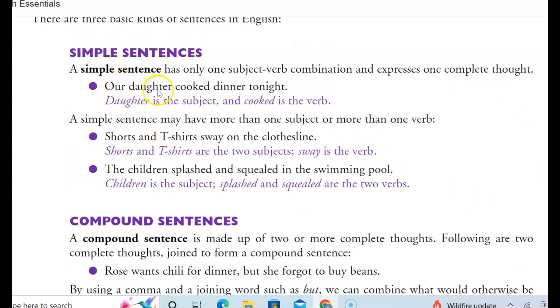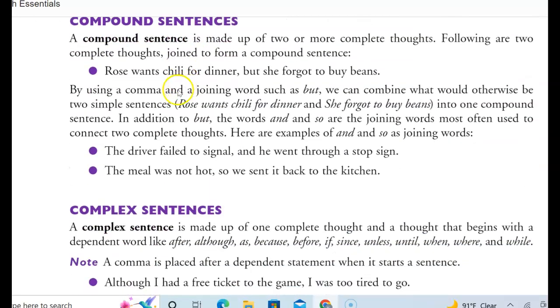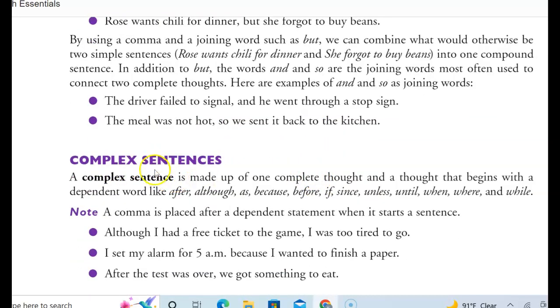So now take a look. This simple sentence is an independent clause. It can stand alone. Compound sentences are independent clause, independent clause.